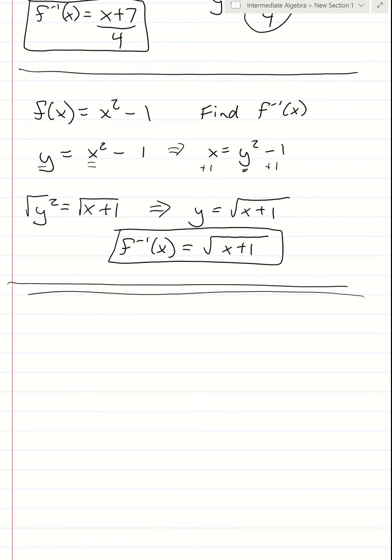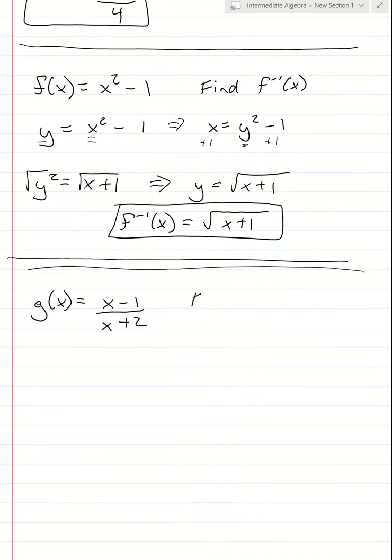For example, let's say g of x equals x minus 1 over x plus 2. Now, once again, we want to find the inverse function. So let's start with our 4 steps. And this one's going to be a little bit more involved here. So, first of all, we're going to replace the g of x, that function notation, with a much easier variable y.